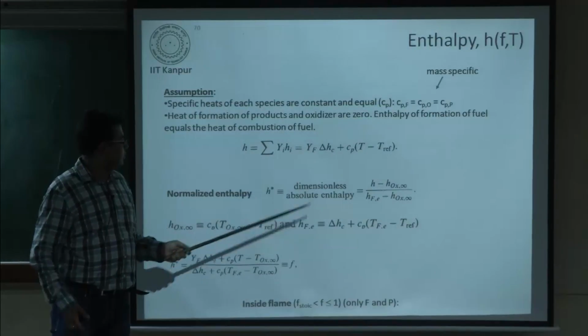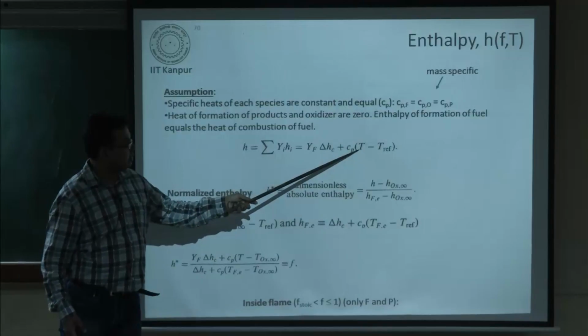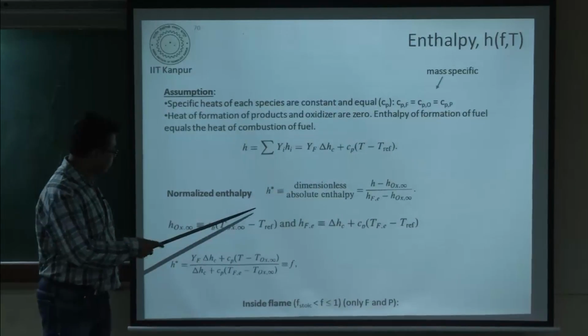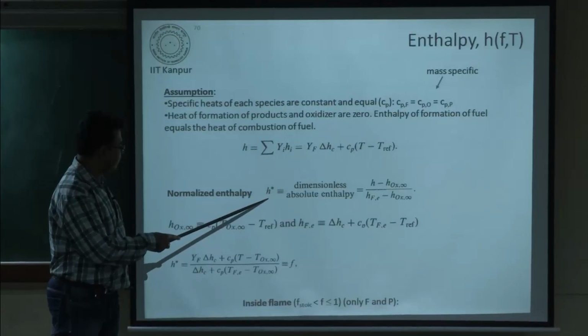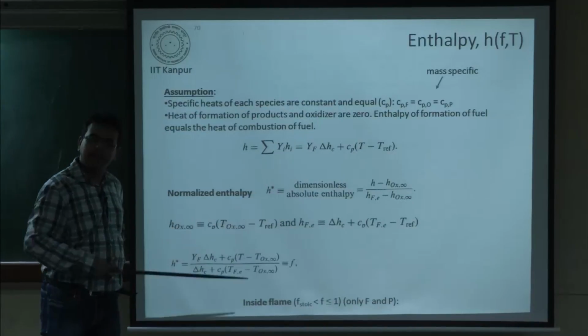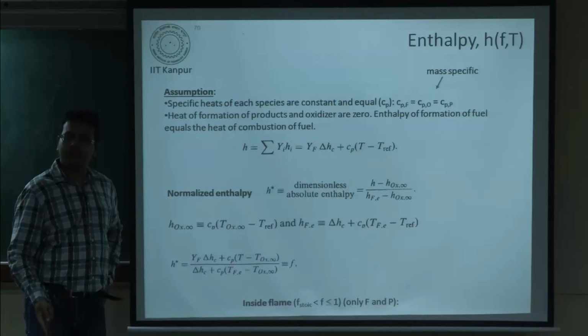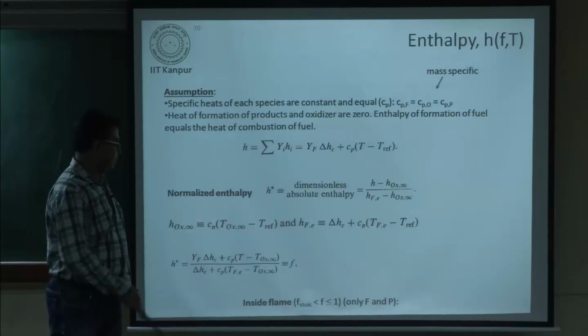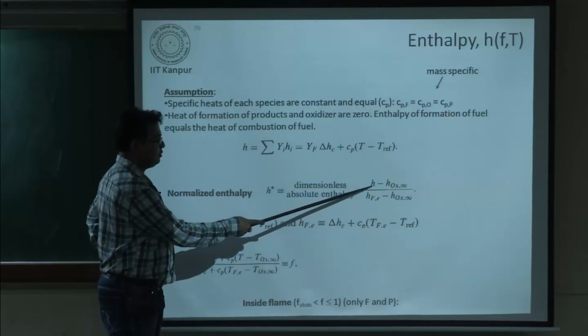Okay. So now we need to know what is T as a function of F. So what we do, we start with the normalized enthalpy, and we know that normalized enthalpy just behaves like mixture fraction, right. H star just goes like mixture fraction. So what is H star? H star is this expression.